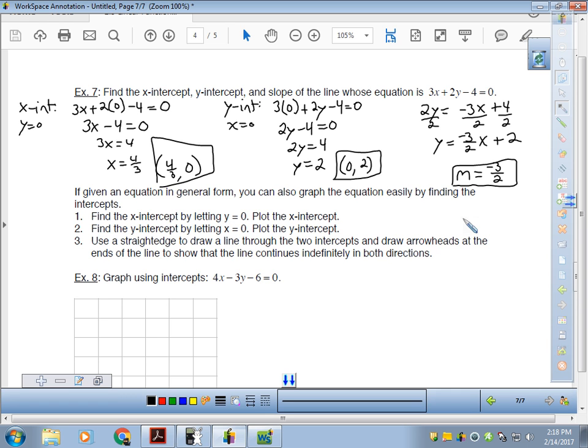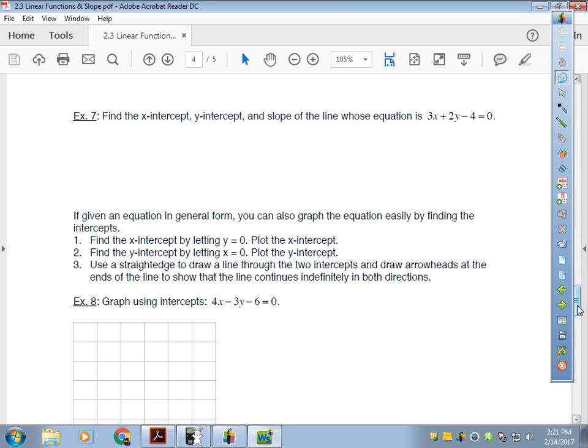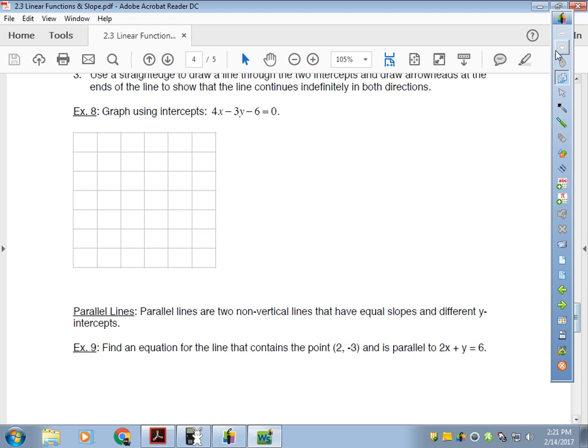Now, again, it's harder to find slope here in this standard form. We had to solve for y. But x and y intercepts were actually both pretty easy to find. And that kind of leads into our next thing. If you're given an equation in standard form, all you got to do is find the x-intercept and y-intercept, and then you just plot them and connect them together, and it makes a line. It's really easy. And so that's what we're going to do in example 8, is we're going to draw a line from an equation that's in standard form.